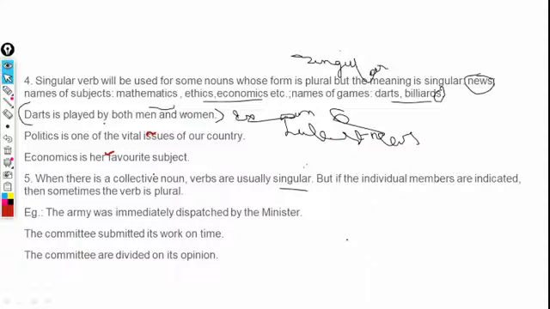It was given darts are played, and immediately you have to understand that no, darts takes a singular verb. It just doesn't mean it's a plural word because there is an S. It's the name of the game that is plural in form, but the meaning is singular. Like for example, politics is one of the vital issues of our country, so it is, right? This is.